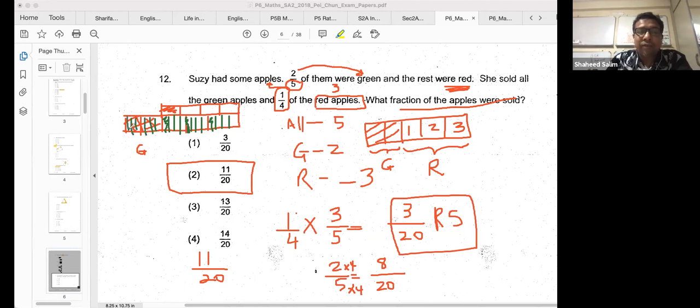So if there's 5, 5 times 4 is 20. Now let us see how many shaded here. 1, 2, 3. So 3 out of 20 red apples sold. That's how I get 3/20. 2 ways of doing it. Then 8 out of 20, you know, 2/5 is the same as 8/20. Right? So 8 plus 3, 11.